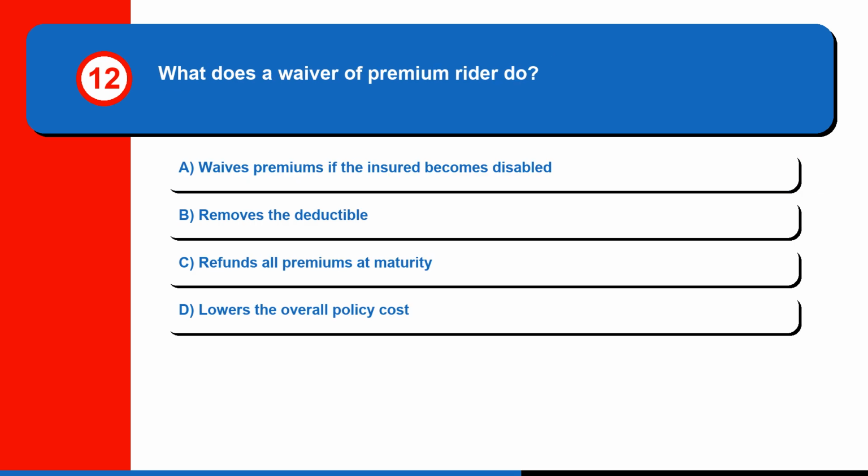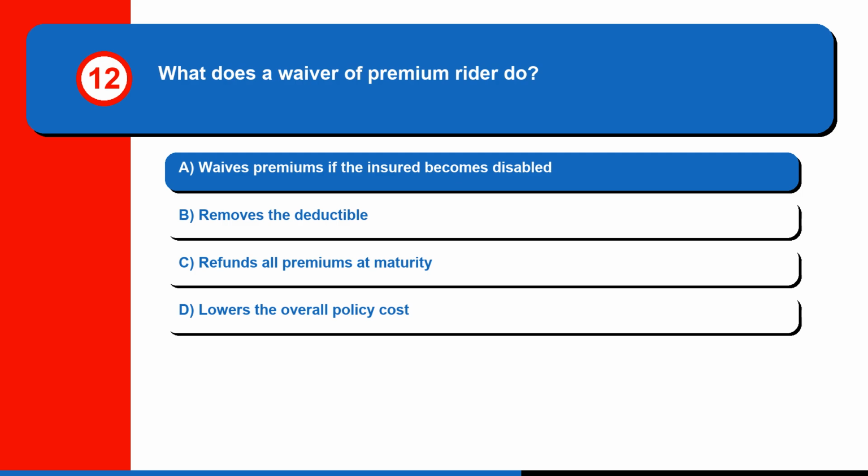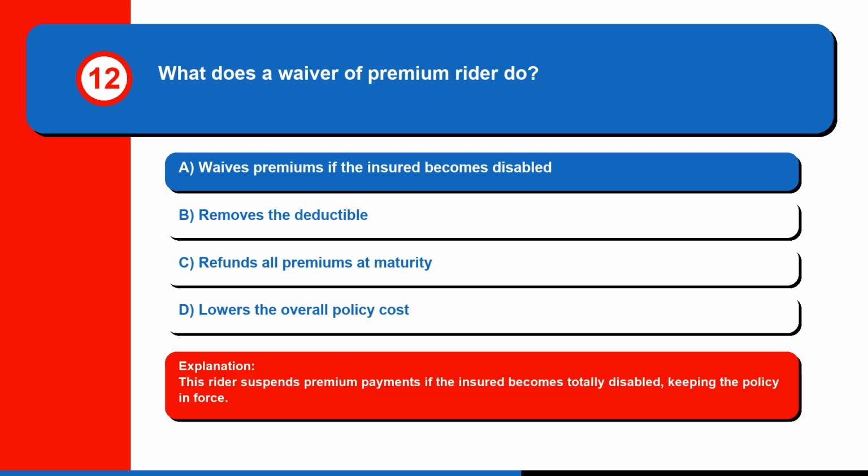Question 12. What does a waiver of premium rider do? A. Waives premiums if the insured becomes disabled. B. Removes the deductible. C. Refunds all premiums at maturity. Or D. Lowers the overall policy cost. The correct answer is A. Waives premiums if the insured becomes disabled. This rider suspends premium payments if the insured becomes totally disabled, keeping the policy in force.